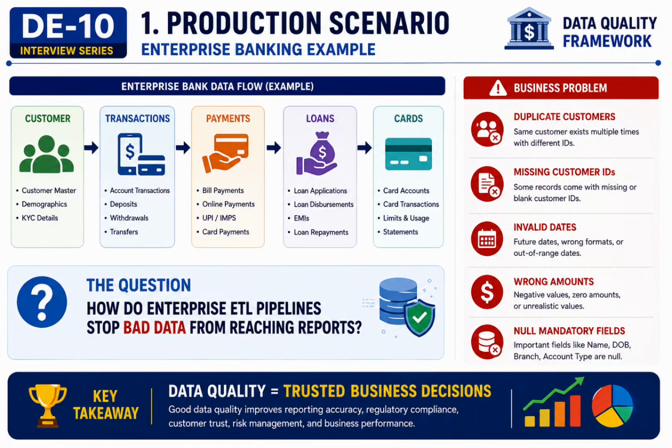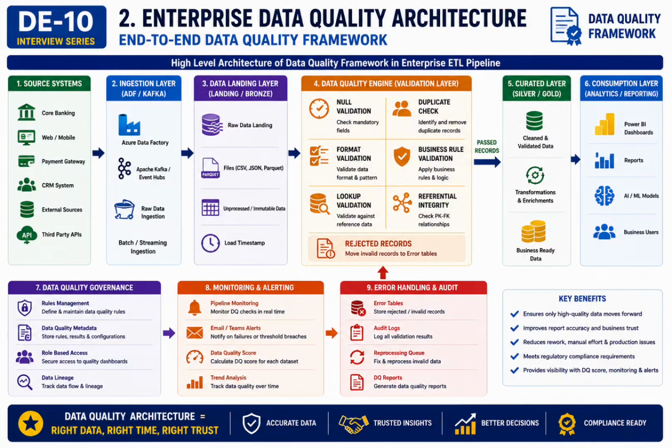Now let's understand where data quality fits into an enterprise architecture. Everything begins with the source systems such as core banking, CRM, mobile apps, APIs, payment gateways, and external partners. Azure Data Factory or Kafka ingests this data into the landing or bronze layer. At this stage, we do not perform any transformations. The raw data is stored exactly as received.